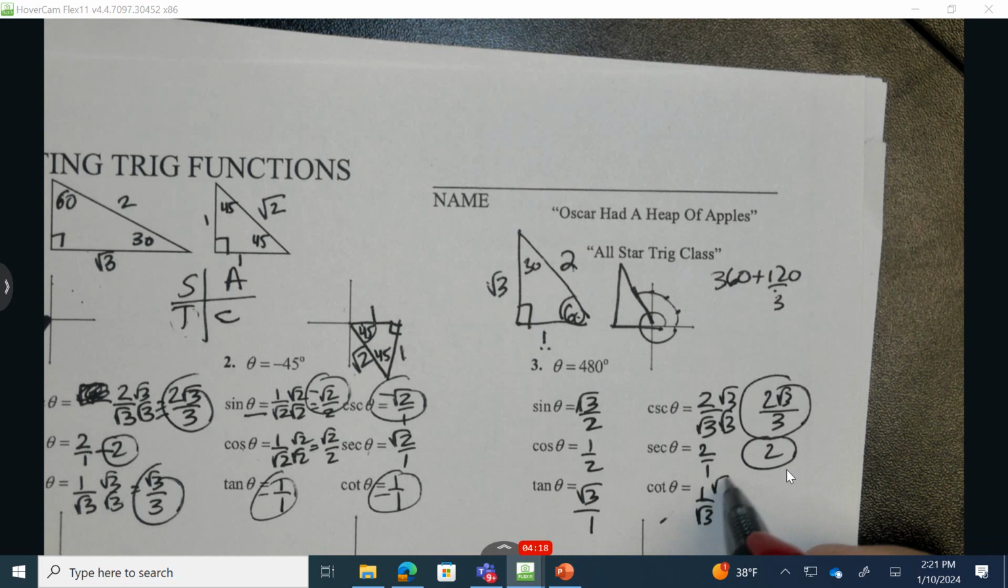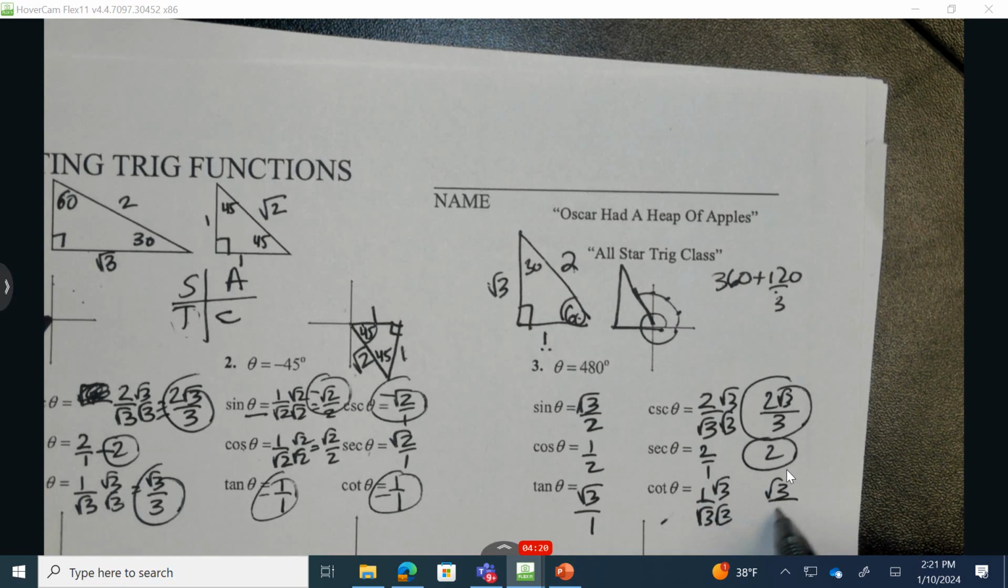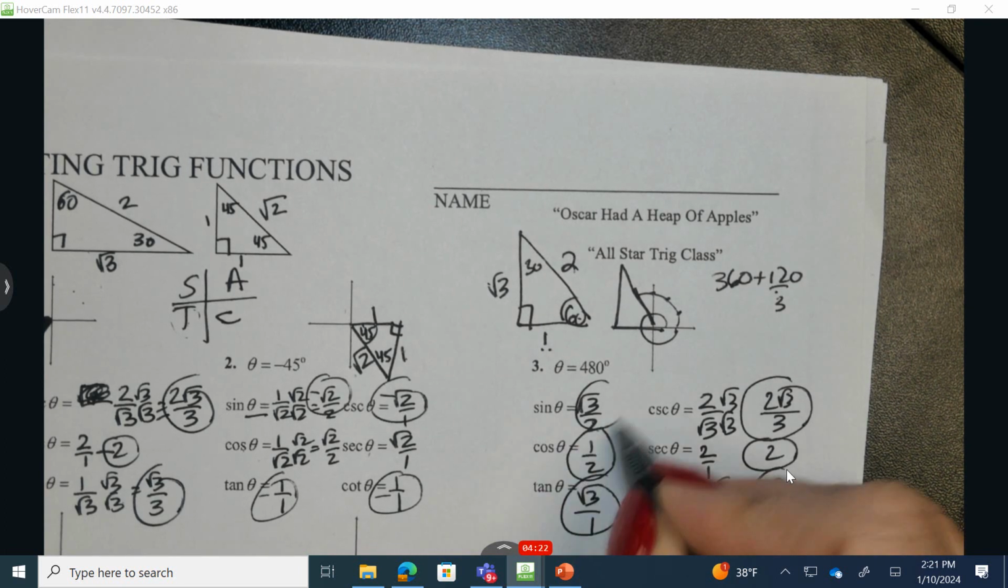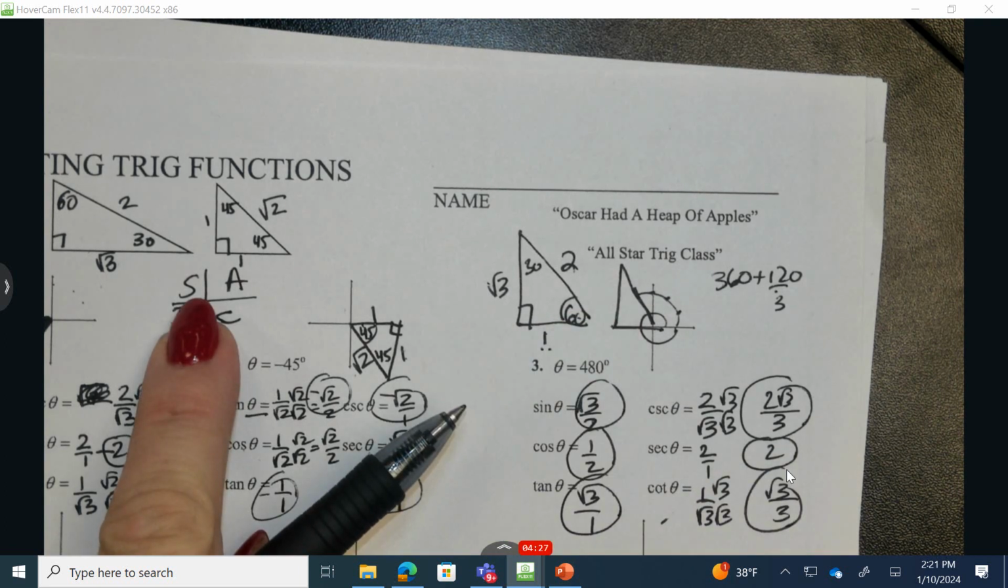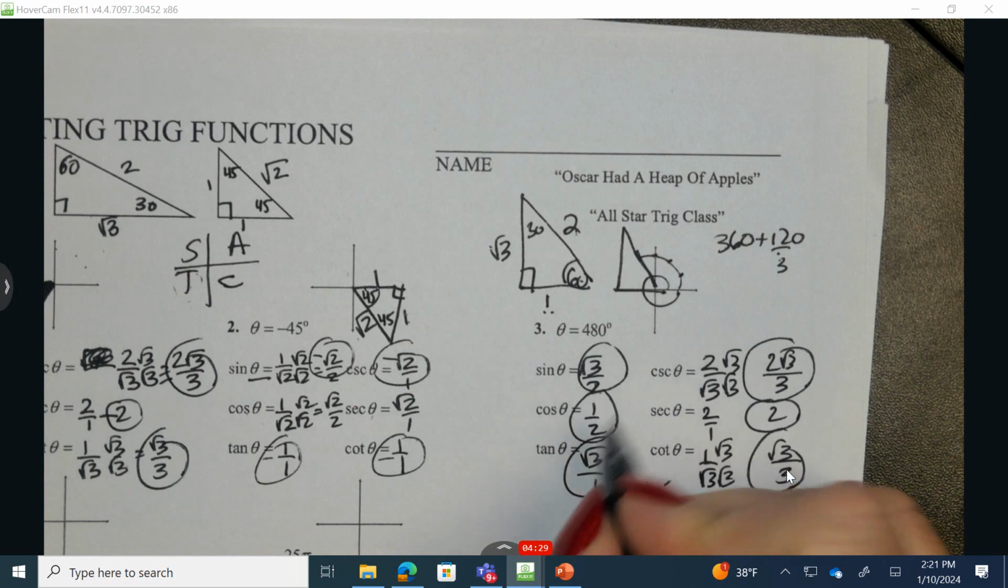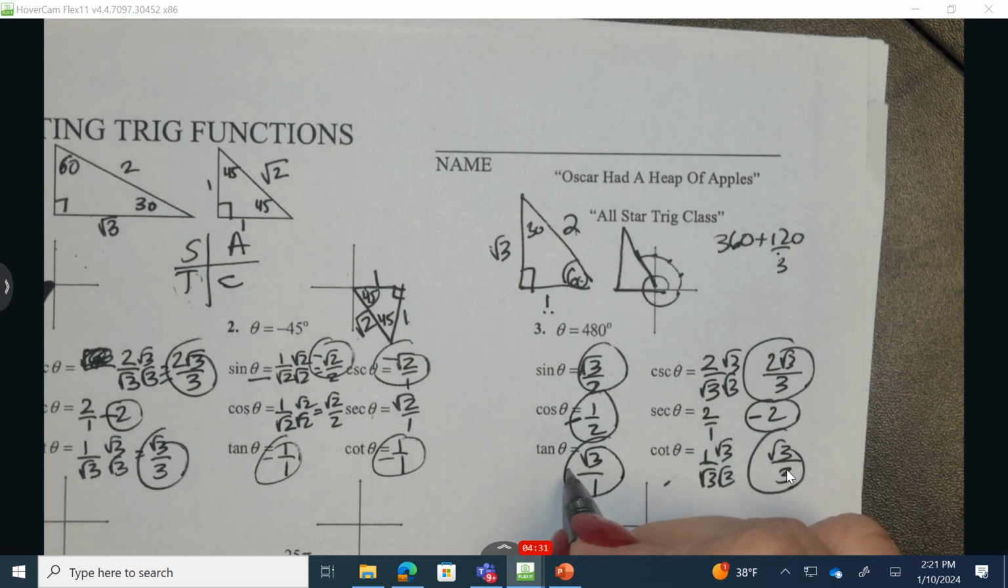2, and not proper, radical 3 over 3. All right, so it lands in quadrant number 2. In quadrant 2, only the sine is positive. So sine and the reciprocal are positive, everything else gets a negative.